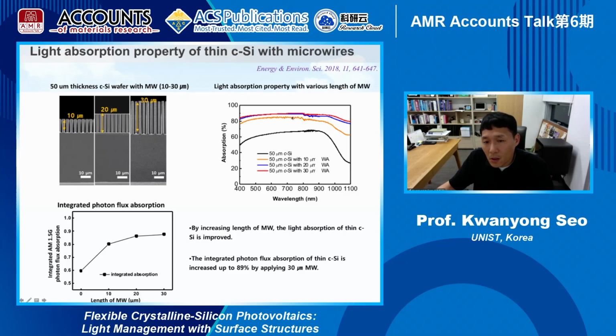But interestingly, from 20 micron to 30 micron, there is no big difference in terms of absorption. And also the integrated photon flux with 30 micron length of microwire is only 89%. That means even with the 30 micron length of the microwire, 11% of the photons are gone somewhere. So we have to fix this issue to increase the total current as much as possible.